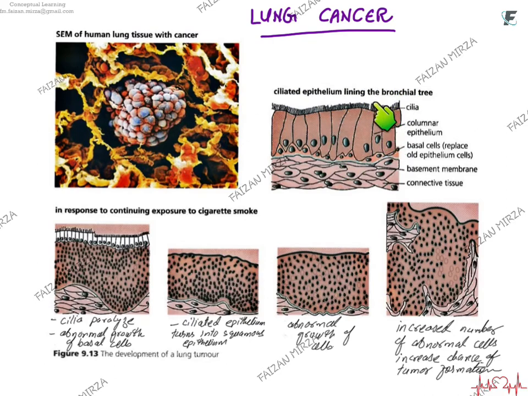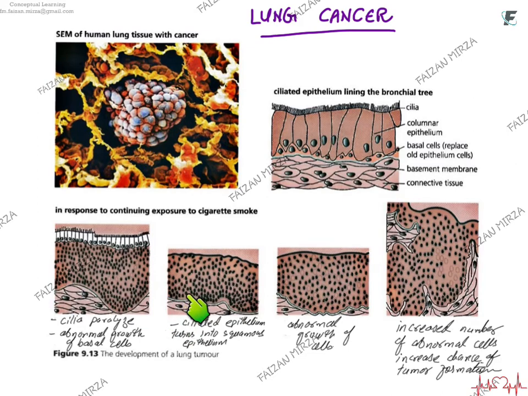You see these are cilia and the goblet cells, and there are columnar cells, and these are basal cells, and these are basement membrane, the connective tissue. This is the normal organization. But in response to continuous exposure to cigarette smoke, cilia start to undergo paralysis, and the basal cells undergo abnormal growth. The ciliated epithelium is literally lost, and it turns into squamous epithelium. So this is one kind of tissue turning into another tissue.